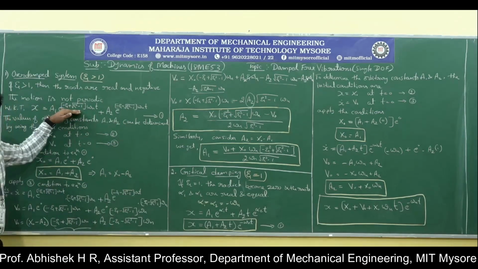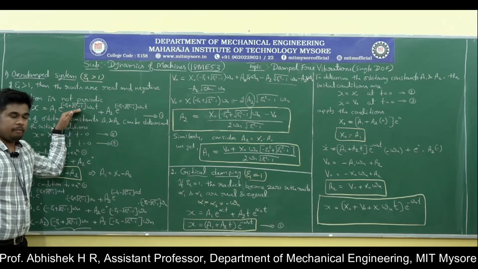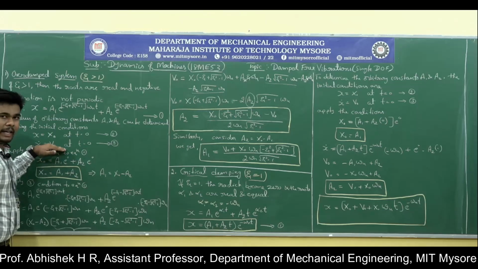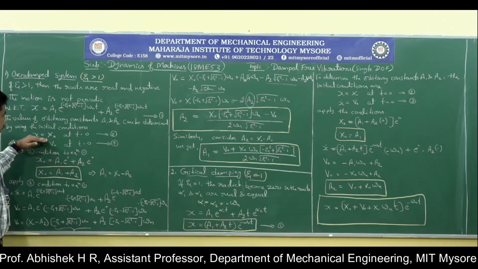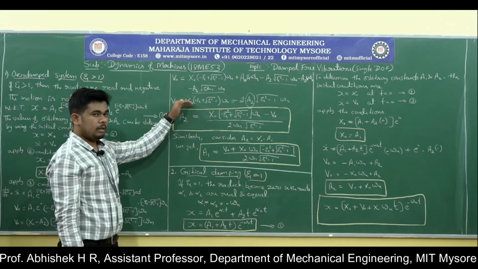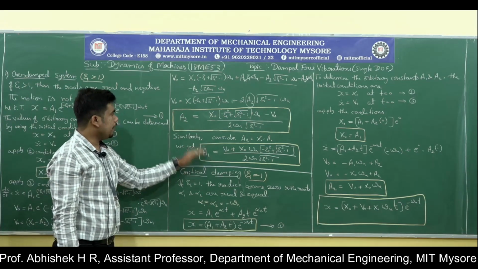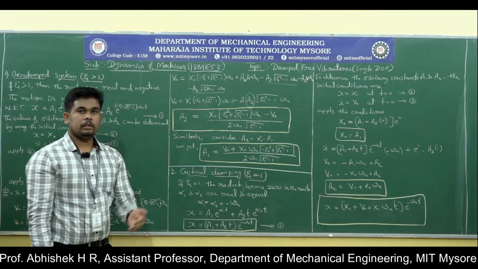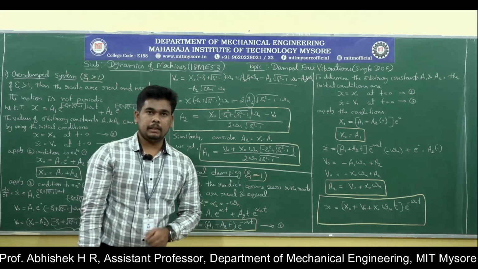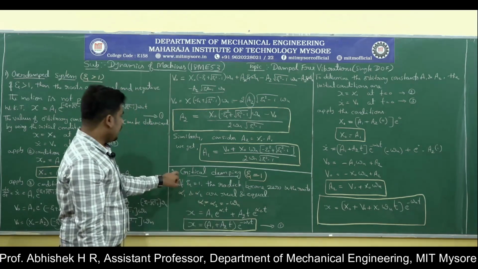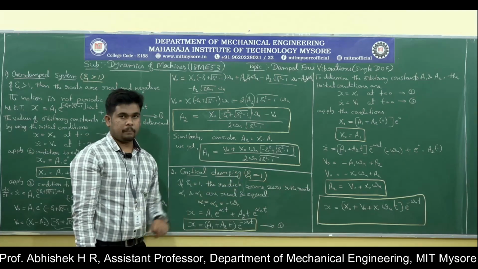For the differential equation of the damped free vibration, I have applied the initial conditions, that is x is equal to x naught, x dot is equal to v naught at t is equal to 0. So from this I have reduced the step to here, and from this I got the values a1 and a2. So this is about the overdamped system. Now we will see the critical damping system.